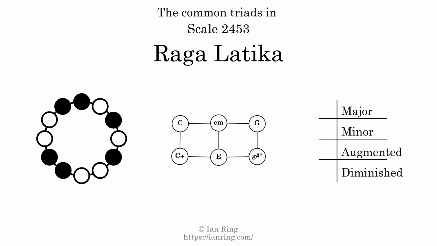100110010101. Here are the common triads present in this scale. The diagram in the center is a graph of parsimonious voice leading between triads. There are 3 major triads. There is one minor triad. There is one augmented triad. There is one diminished triad. Here is a Hamiltonian path of parsimonious voice leading that uses all the triads.